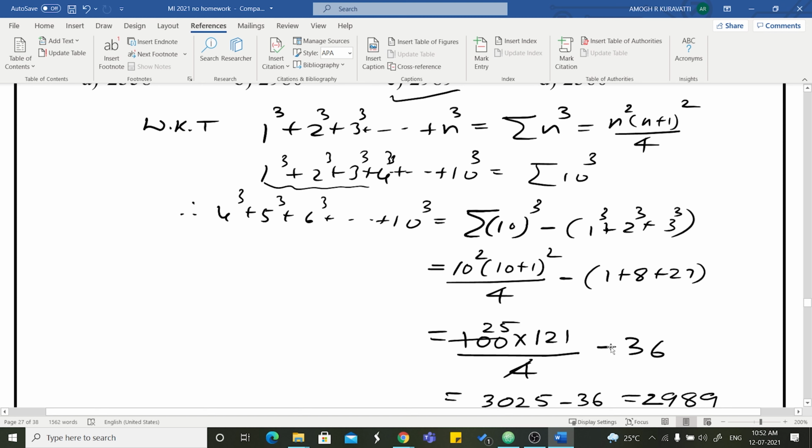Remember the formula for 1 to n cube. Here what we are given does not start from 1, it starts from 4. Therefore 4 to 10 is equal to 1 to 10 minus 1 to 3. Okay.